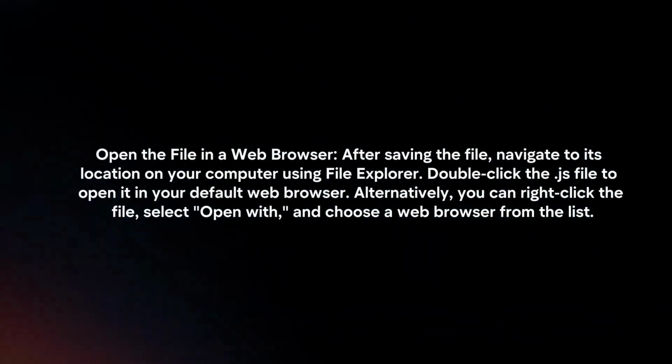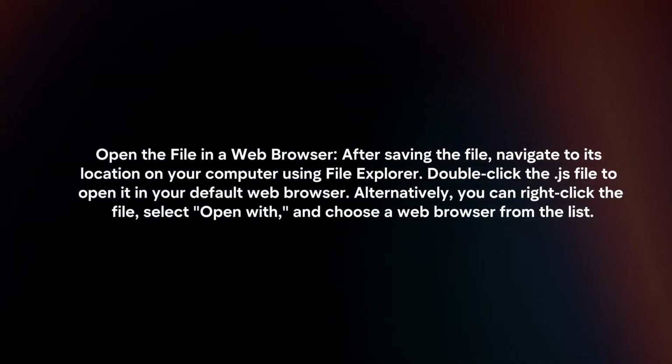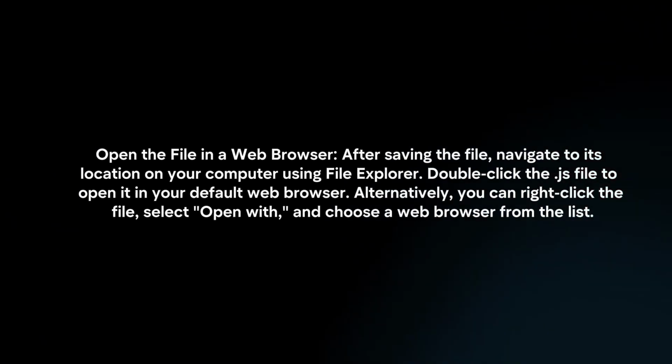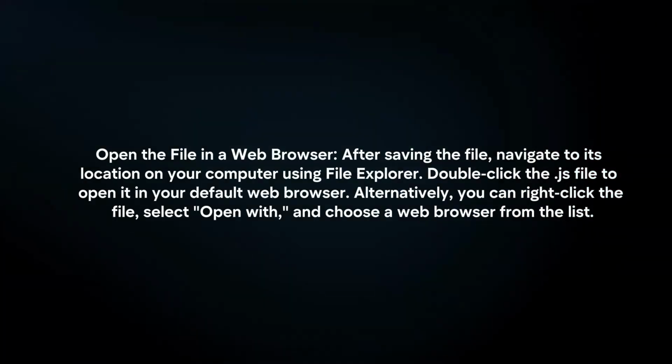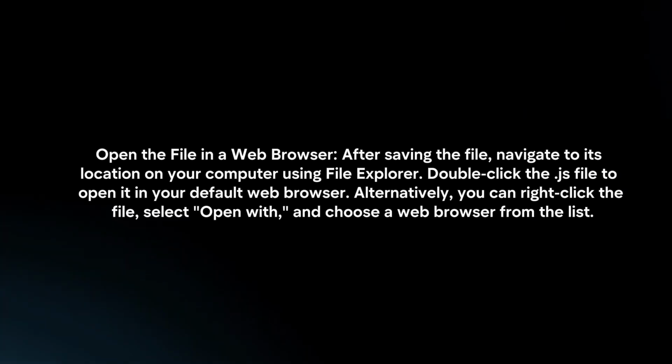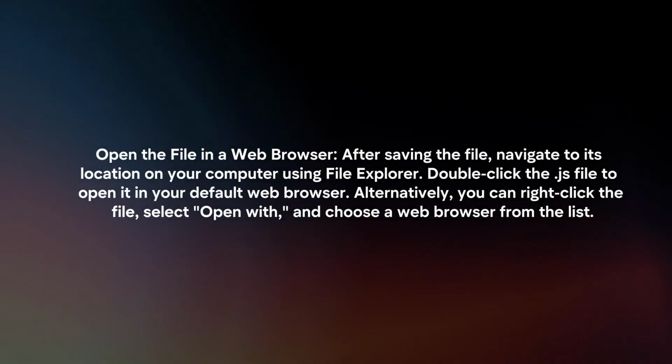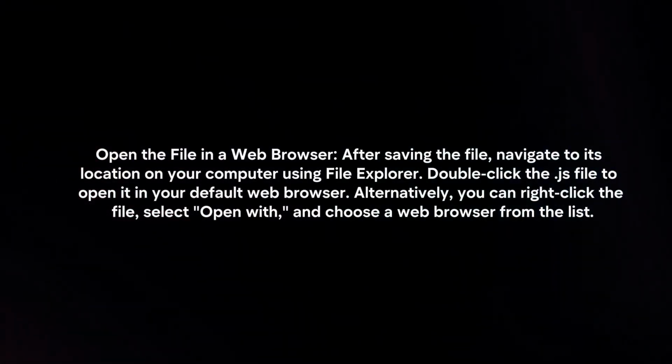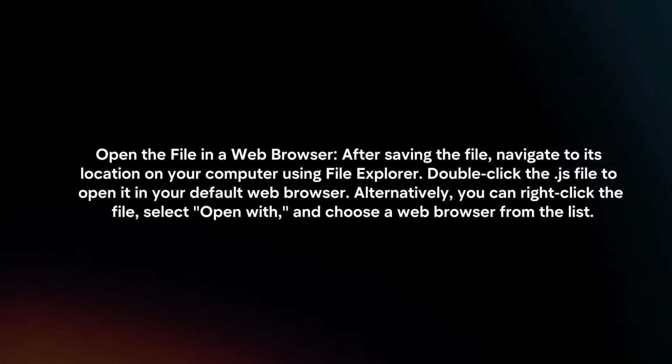Open the file in a web browser. After saving the file, navigate to its location on your computer using File Explorer. Double-click the JS file to open it in your default web browser. Alternatively, you can right-click on the file, select Open With, and choose a web browser from the list.